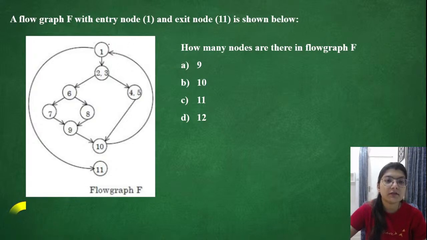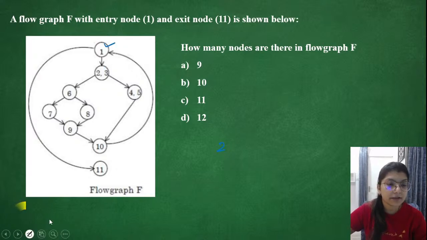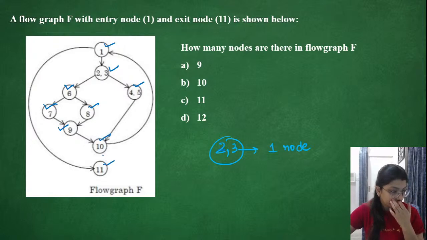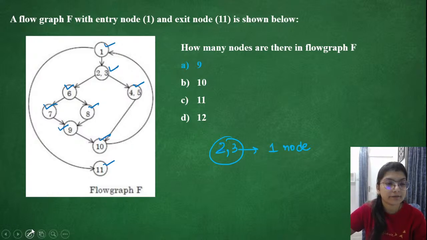So how many nodes? 1. You have to remember that 2 and 3, if you have 2 and 3, it will be combined and calculated as 1 only. Okay, 1 node. Now we have 1, then we have 2, 3, 4, 5, 6, 7, 8 and 9. So how many nodes are there? 9 nodes are there.